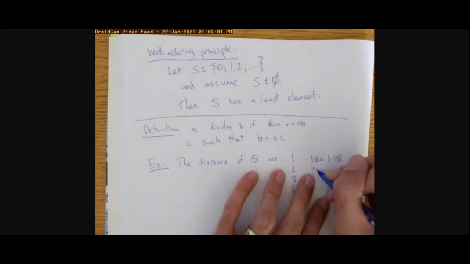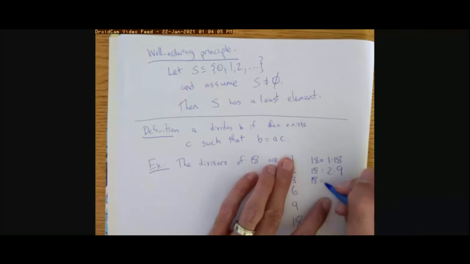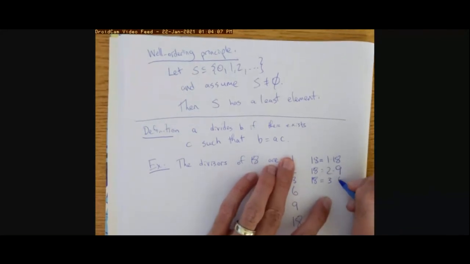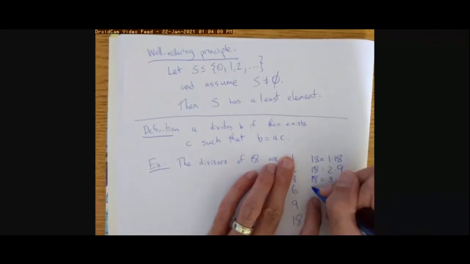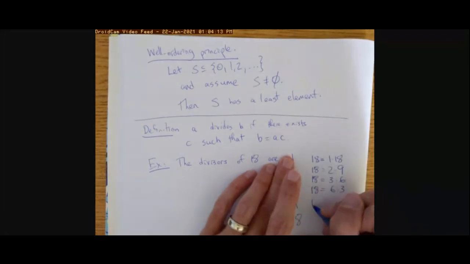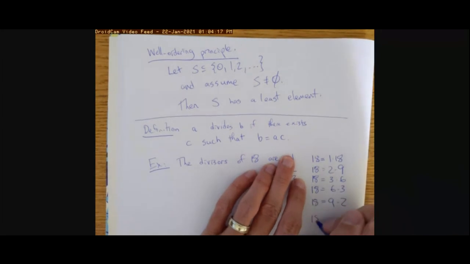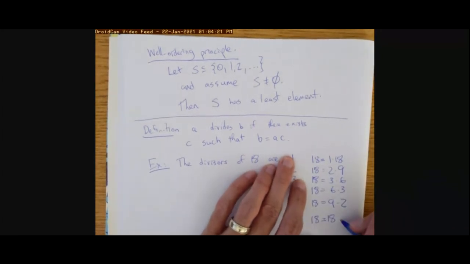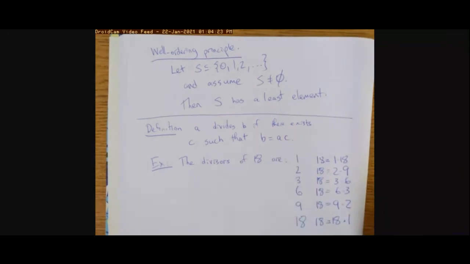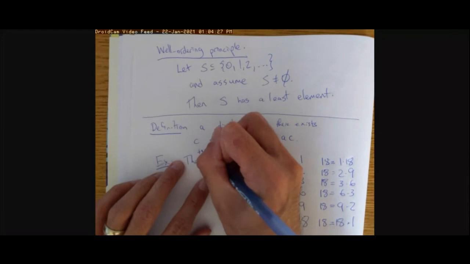2 divides 18 since 18 is 2 times 9. 3 divides 18 because 18 is 3 times 6. 6 divides 18 because 18 is 6 times 3. 9 divides 18 since 18 is 9 times 2. And 18 divides 18 because 18 is 18 times 1. Okay, and I guess I should have said the positive divisors.